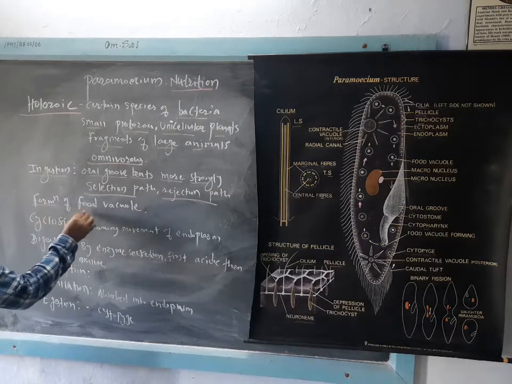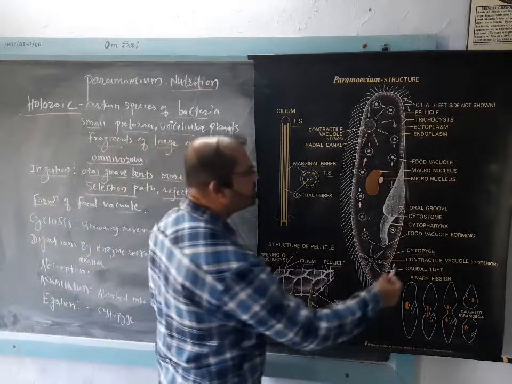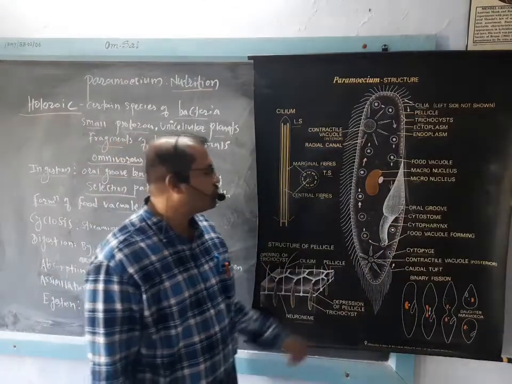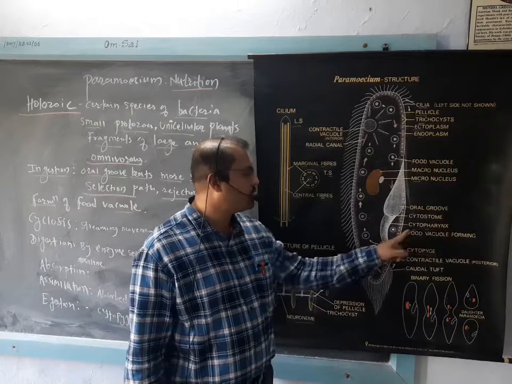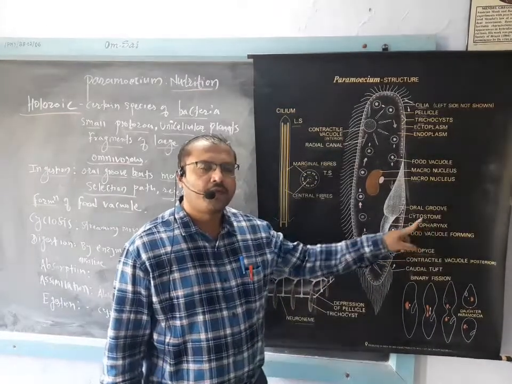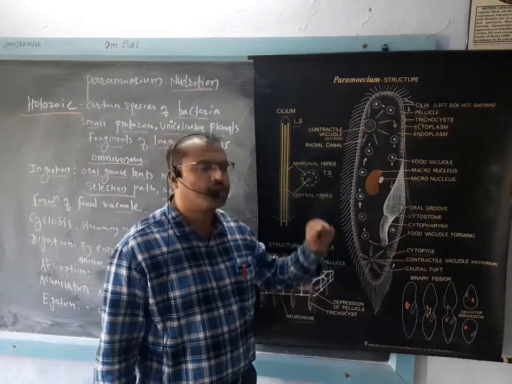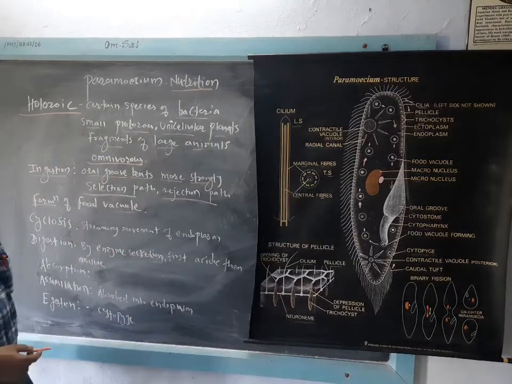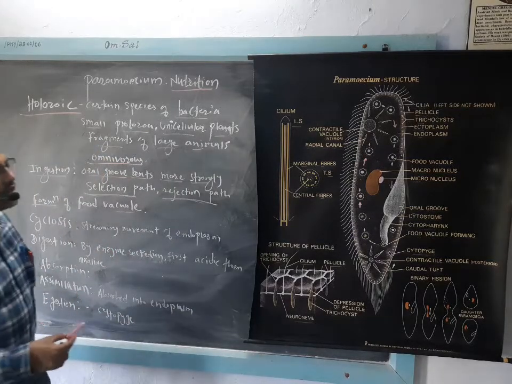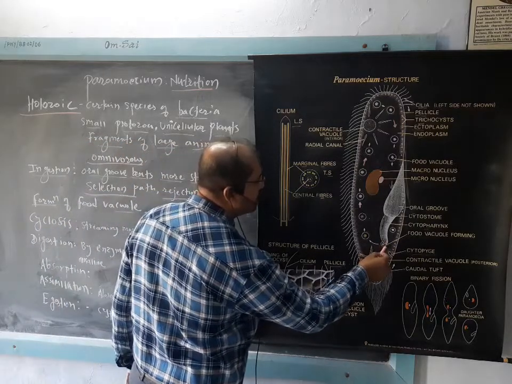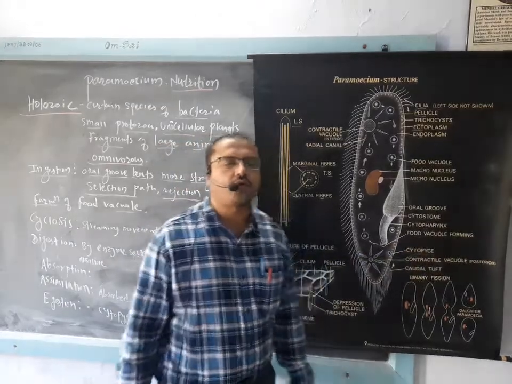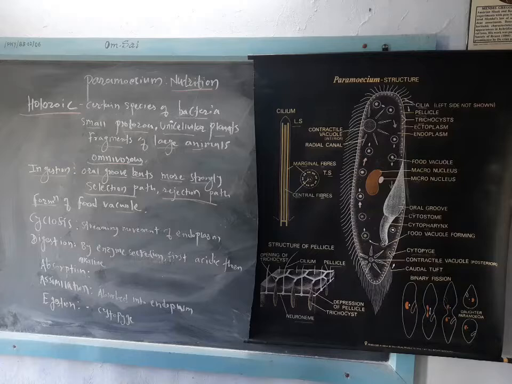Then you will see the formation of the food vacuole, and how it is formed. From the cytostome, or the cell mouth, food passes to an elongated, somewhat long structure called the cytopharynx. Inside the cytopharynx, a structure develops over the food material from the protoplasm, and a cavity appears over the food material, and that is called the formation of the food vacuole. A vacuolated structure appears over the food. So likewise the food vacuole is formed.